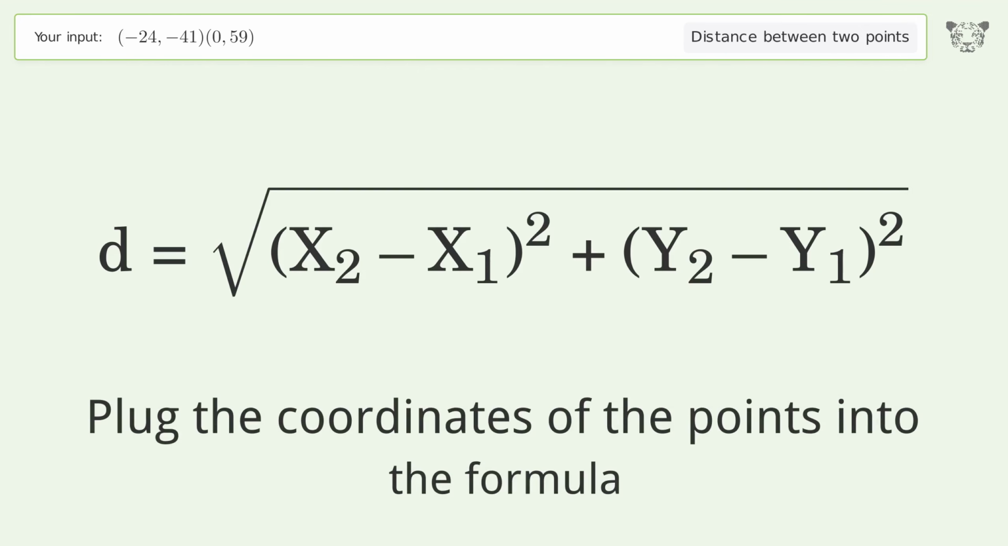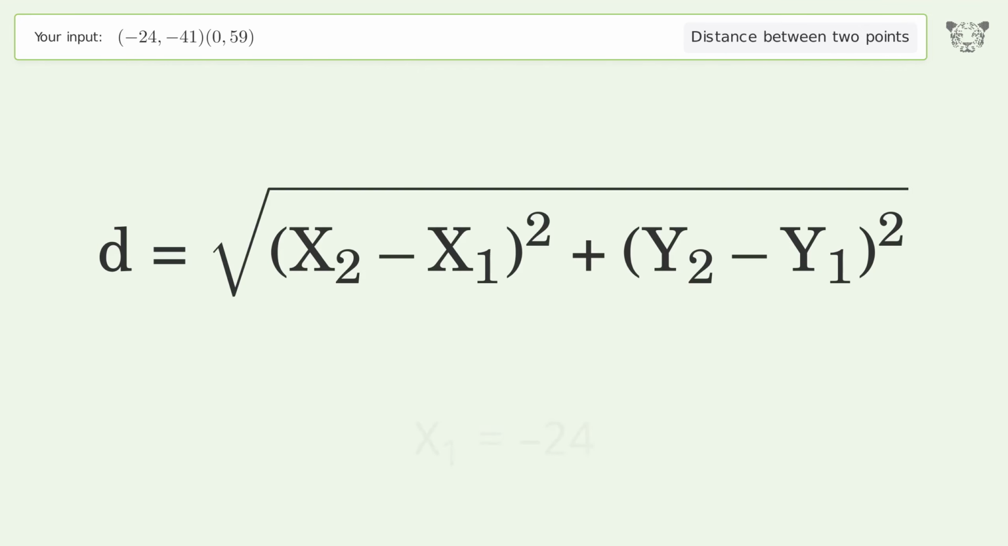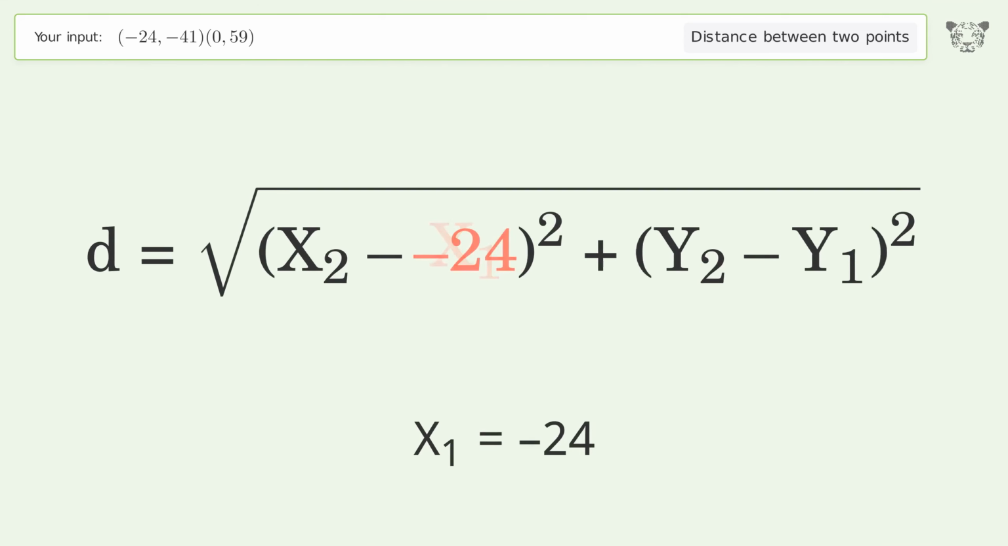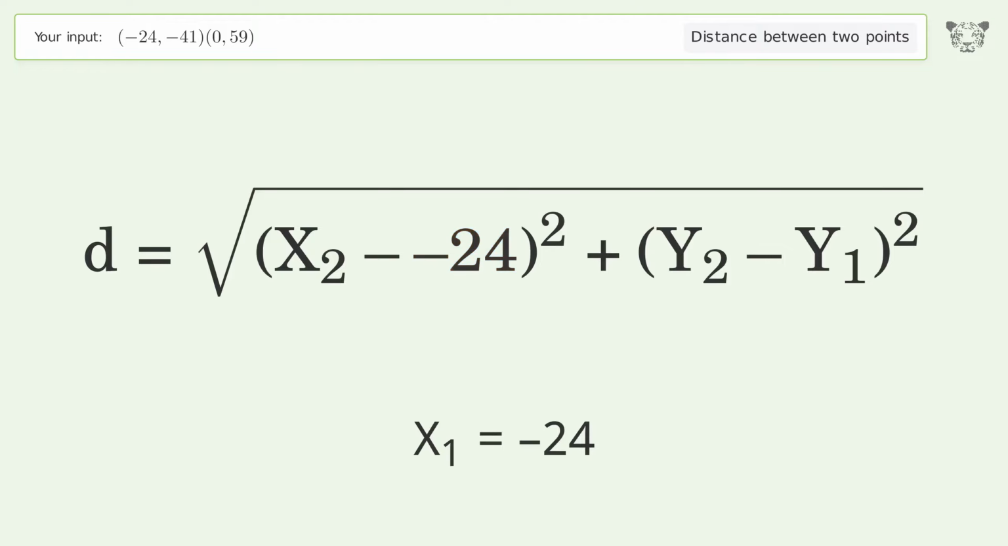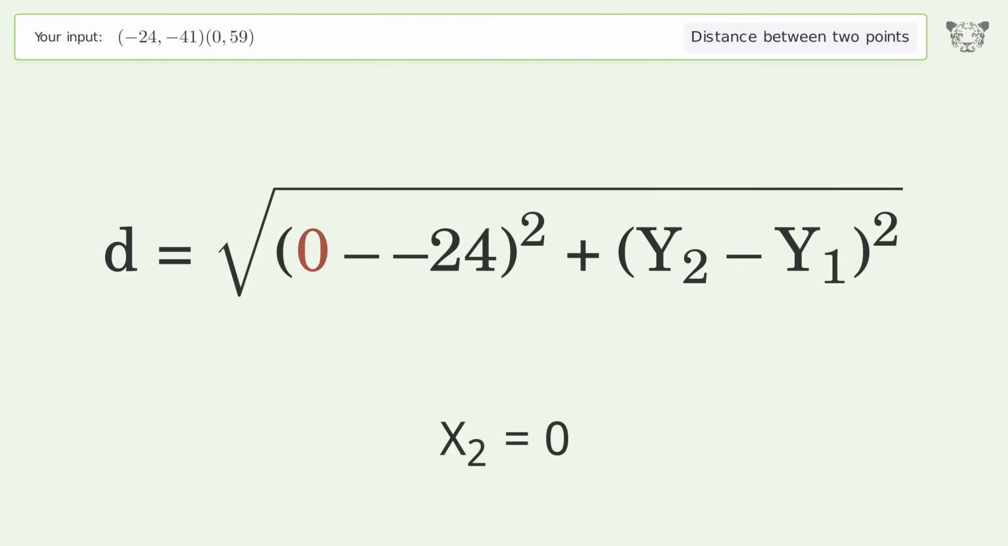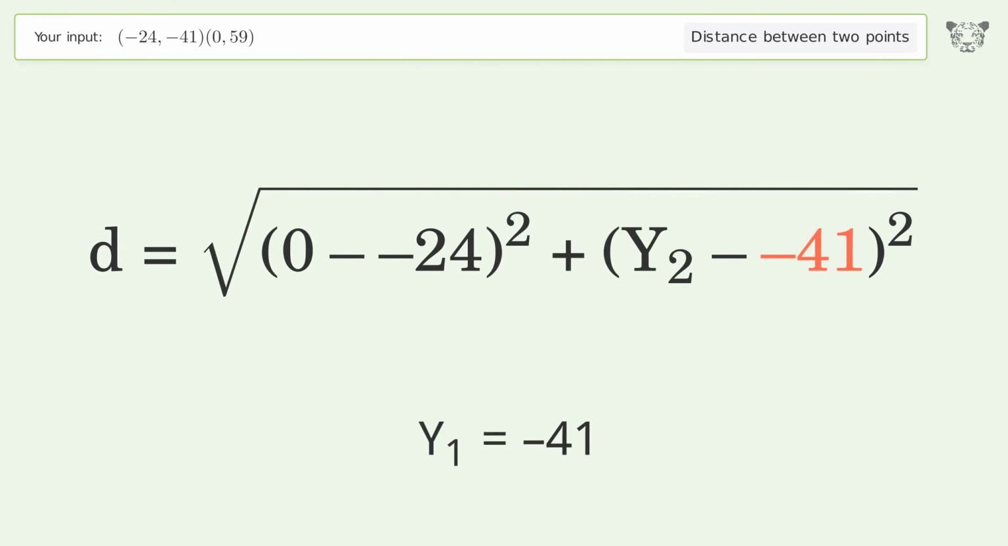Plug the coordinates of the points into the formula. x1 equals -24. x2 equals 0. y1 equals -41. y2 equals 59.